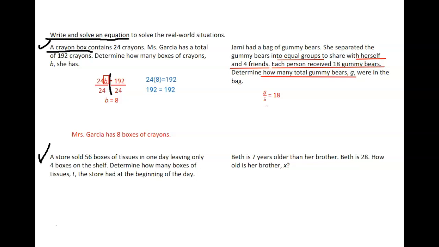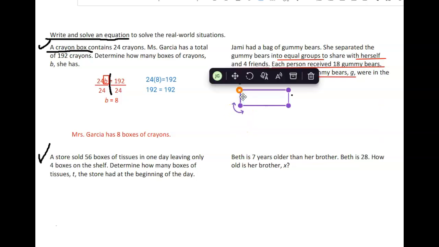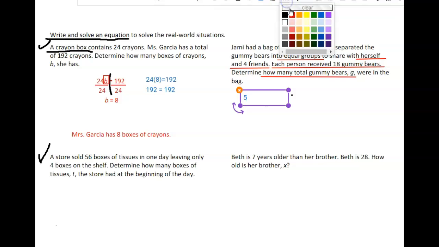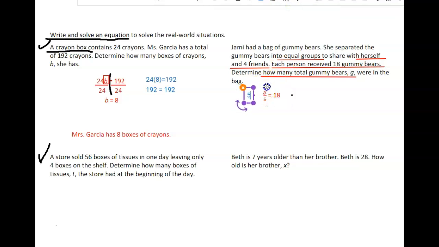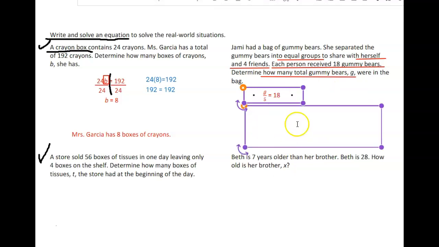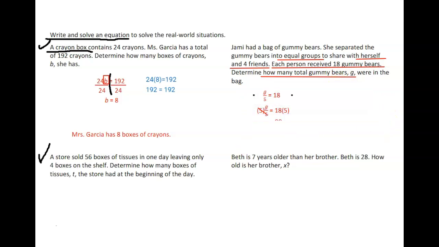So Jamie plus 4 is 5, but we know that each person is going to get 18 gummy bears. Please remember from lesson 3, the opposite of dividing by 5 is multiplying both sides by 5. So we are going to multiply both sides by 5, the opposite of division. If you divide by 5 and multiply by 5, you are going to cancel out the 5s on the left side, and then 18 times 5 is 90.